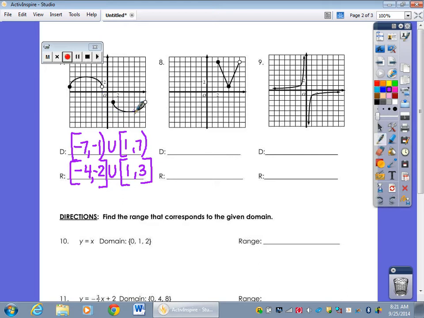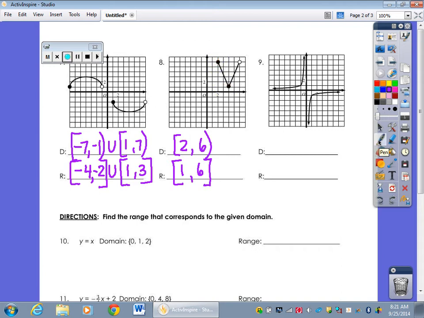All right, number 8. Left to right, it's here to here, so that's going to be 2 including, because it's a closed dot, 2, 3, 4, 5, 6, not including because it's an open. And then going the other direction from bottom to top, you're going from 1 included up to 6 including.